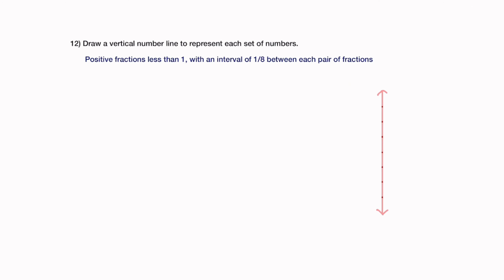Positive fractions. So now we are going to talk about the fractions here. They're positive. Less than 1. With an interval of 1/8 between each pair of fractions. So they are positive, they are fractions, and the interval between the two fractions is 1/8. So we start with 1/8 as the first one. What's the next fraction? To get the next one, we have to do 1/8 plus 1/8 because that's the interval between two fractions. So this 8 remains as it is. Both the denominators are the same, so you can add directly, right? So that's 2/8.